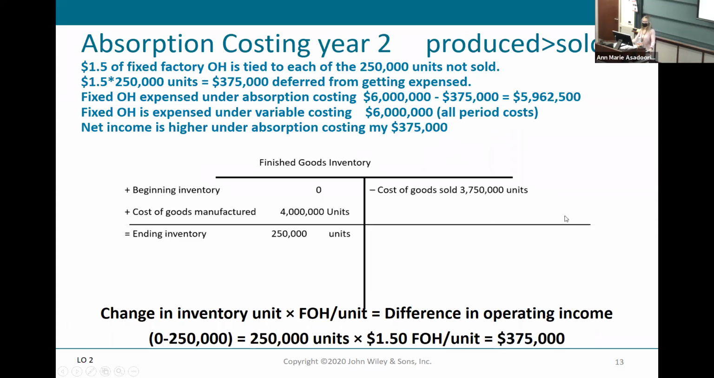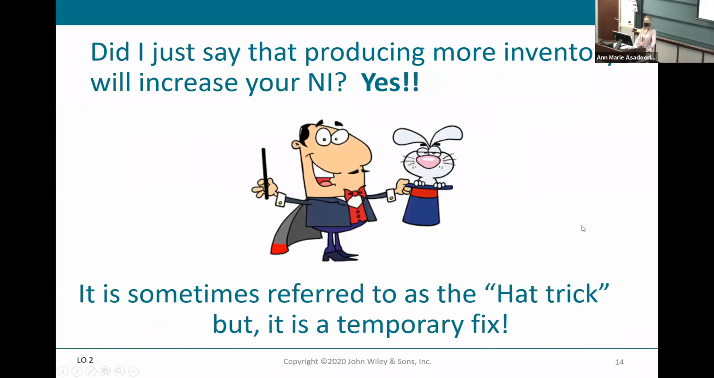All right, everybody's good? Okay, nobody made a note of what I just said there, right? Did I just say that producing more inventory will cause your financial statements to increase in net income? And the answer is yes, right? So they call this the hat trick. This is another way of being able to manipulate your financial statements.